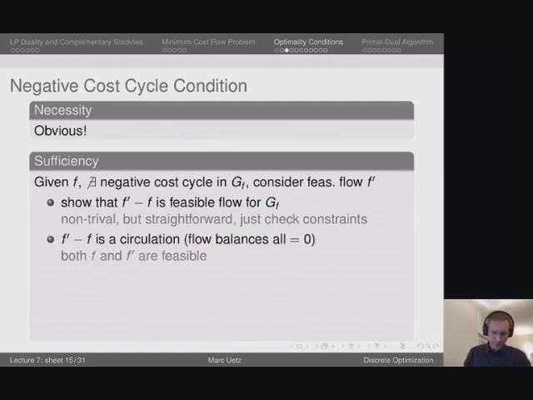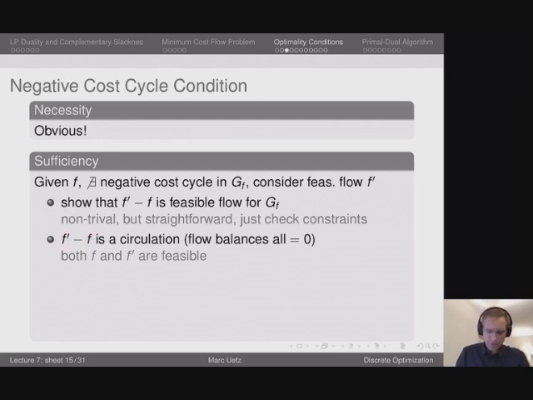Next, the claim is that this difference flow must be a circulation. So that means all the flow balances of this difference flow must be equal to 0, which is clear because if we look at any particular node, say with an excess of 5, then this flow satisfies this excess of 5, and so does this one, and the difference of 5 minus 5 is equal to 0.